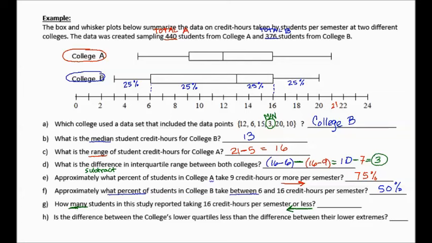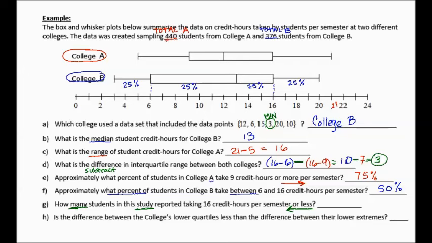Another important part of this is that they talk about how many students in this study, not distinguishing whether they're talking about College A or College B. So they're really talking about all of them, all students in College A and College B. So we're going to have to be analyzing both box and whisker plots. Let's start by finding the total for each section of each drawing for College A and College B.